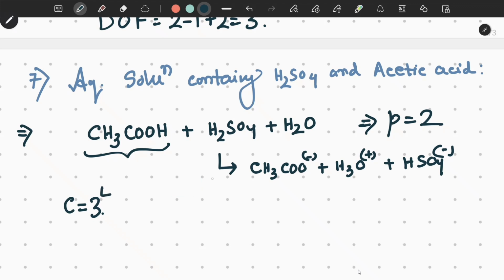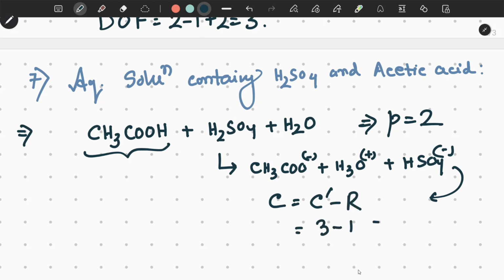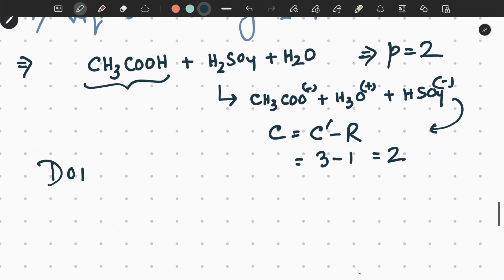Equilibrium is there. Which equilibrium? Acetic acid, CH3COOH2 plus and minus. Because it is saying not completely dissolvable. So in that case C will be 3 minus 1. So degrees of freedom will be 2.